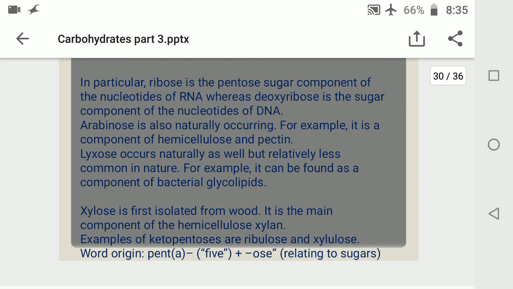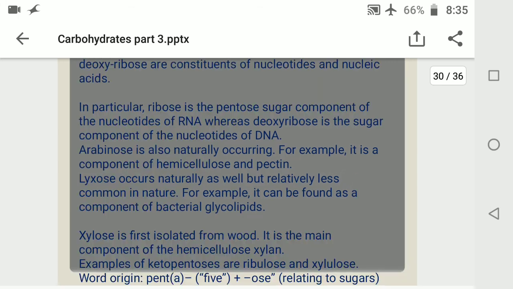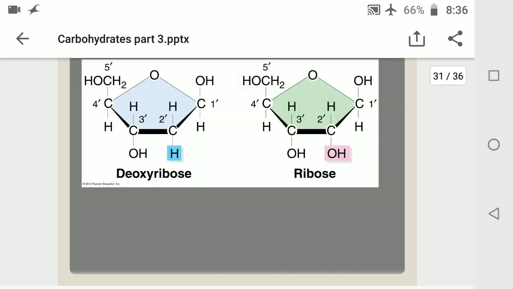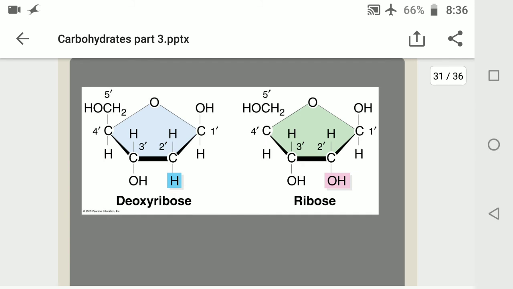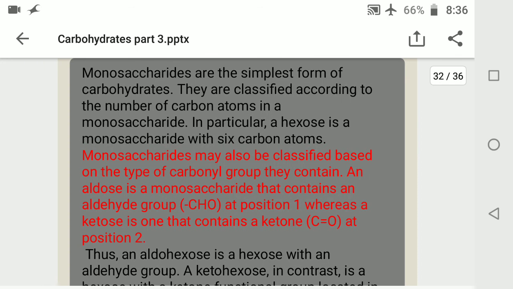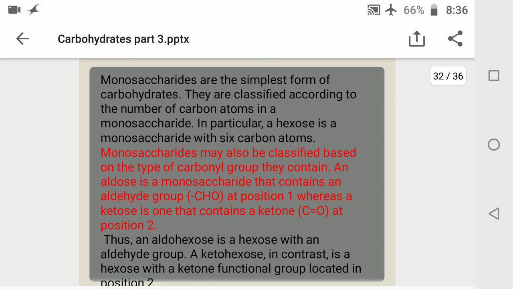The word pent means 5 and ose means sugar. That's why pentose is a 5 carbon sugar. This is the structure of deoxyribose and ribose sugar. You might have studied this in your 12th or in last year's lectures. Monosaccharides are a simple form of carbohydrates. They are classified according to the number of carbon atoms in the monosaccharide. In particular, a hexose is a monosaccharide with 6 carbons.